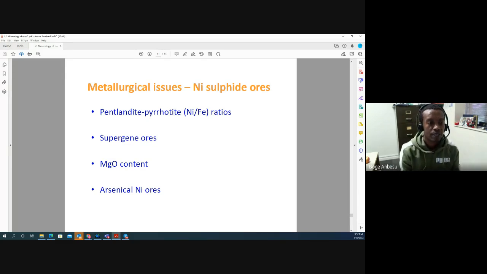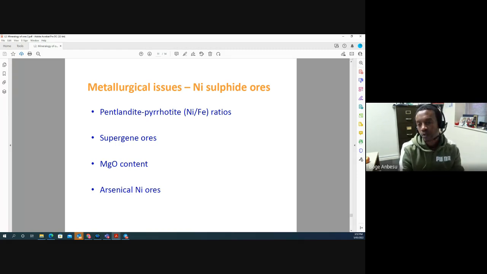Another challenge could be the supergene enrichment. Again, we talked about secondary sulfides forming in copper sulfides earlier. So again, you have the same issue with nickels. So in this case, although pentlandite is the primary one, you could have other sulfides like millerite, violarite, and so on, which are again nickel sulfides, which are valuable, but the problem is they have different properties compared to pentlandite. So you can't process them the same way as that of the pentlandite. And therefore that becomes a bit of a challenge.